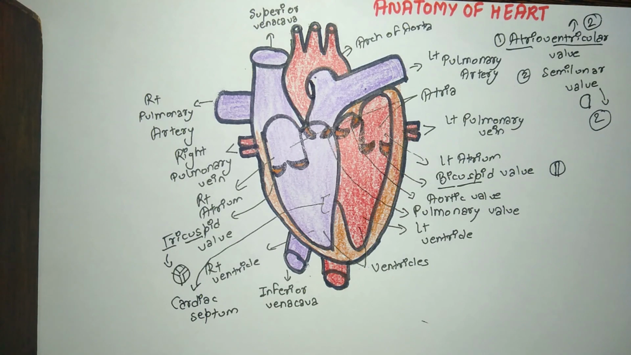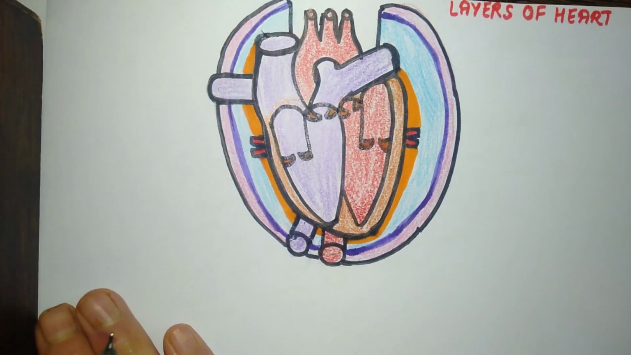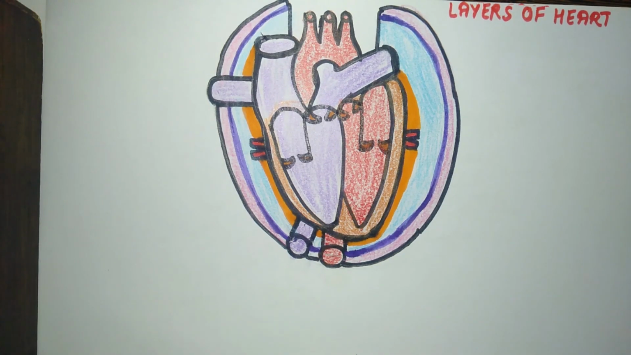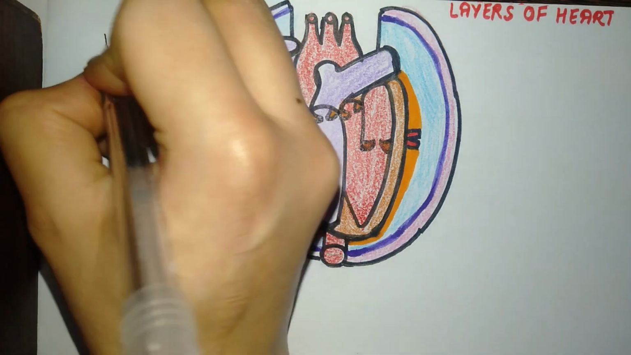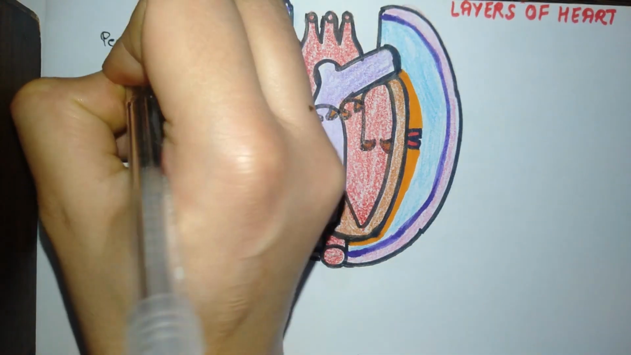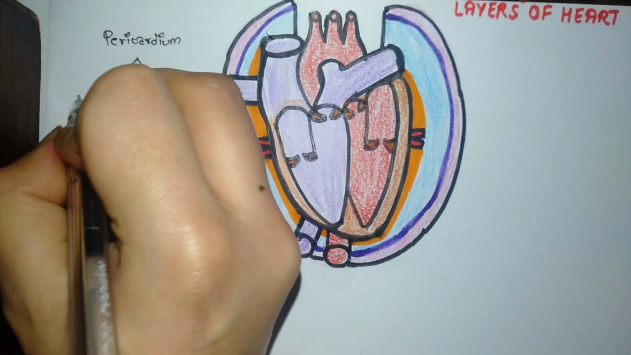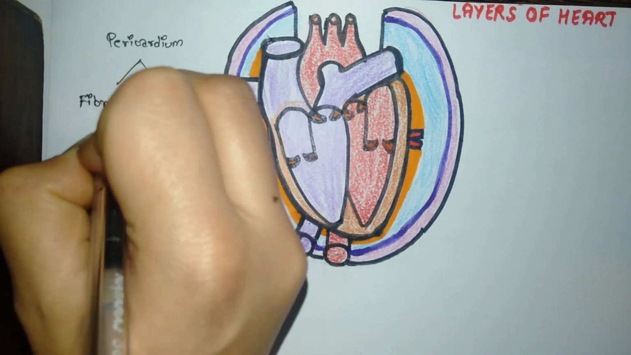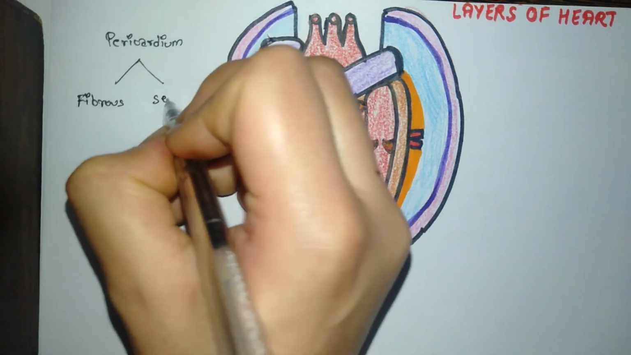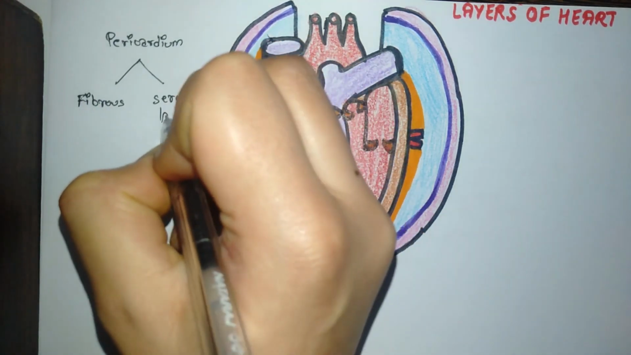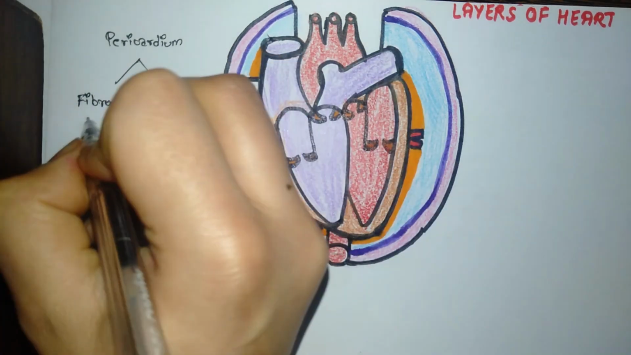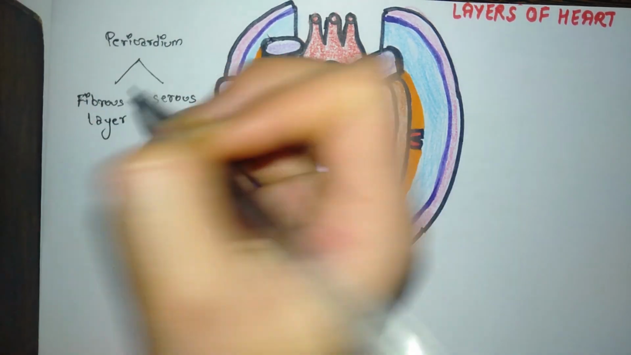As we discussed the parts of the heart, let's move towards the layers of the heart. As you can see, let's start from the outermost layer of the heart. The outermost layer of the heart is known as the pericardium. And the pericardium is further divided into two layers. One is the fibrous layer and another is the serous layer.